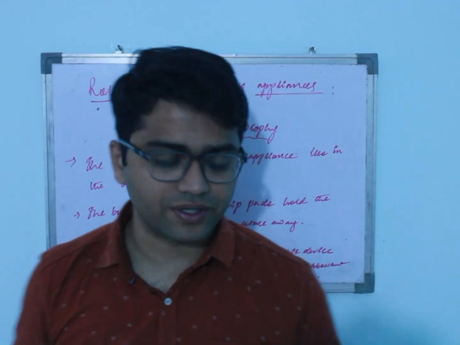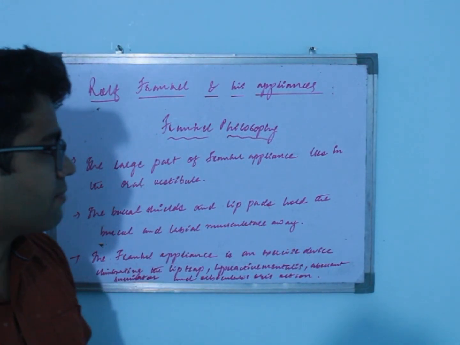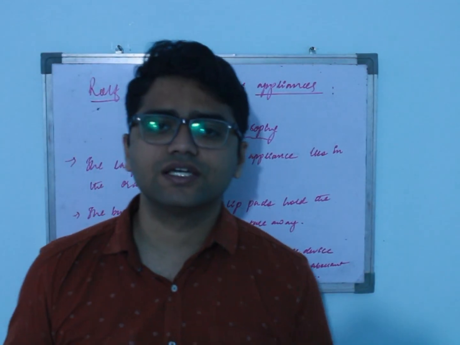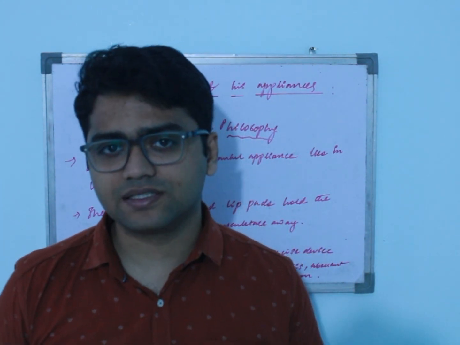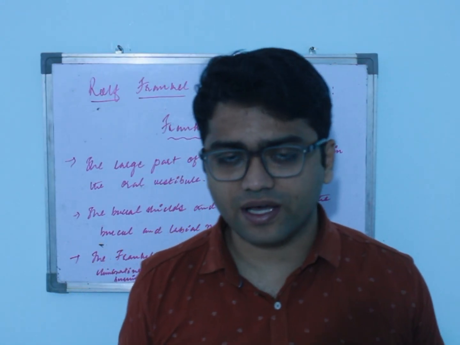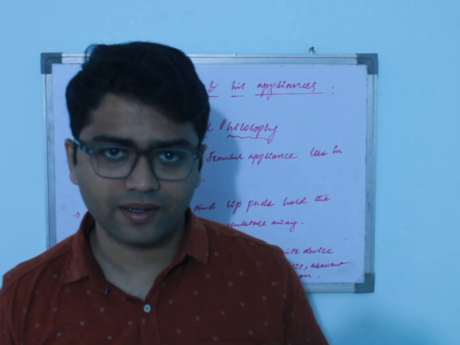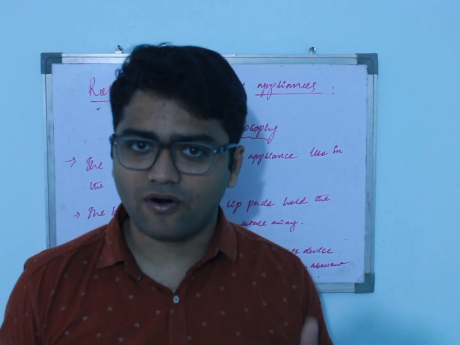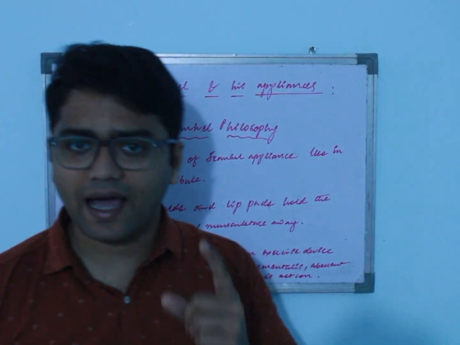So coming to the first point, what does the first point say? The large part of Frankel appliance lies in the oral vestibule. This is the reason why the Frankel appliance is known as the vestibular appliance also, because the major action of the functional regulator is to influence the oral vestibule, because it lies in the oral vestibule. Unlike other appliances such as the activator or bionator, which act on both teeth as well as other tissues, or mainly teeth, or forward positioning of the mandible, this appliance is majorly situated in the vestibular part of the orofacial region. That is the first thing, and they act in that way.